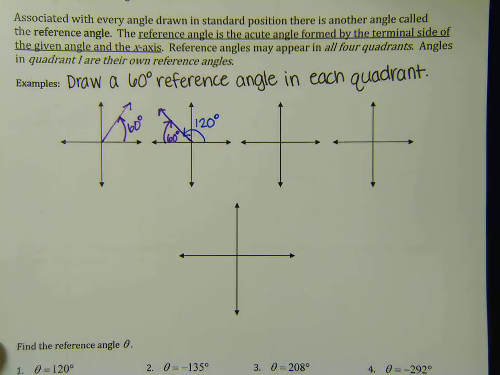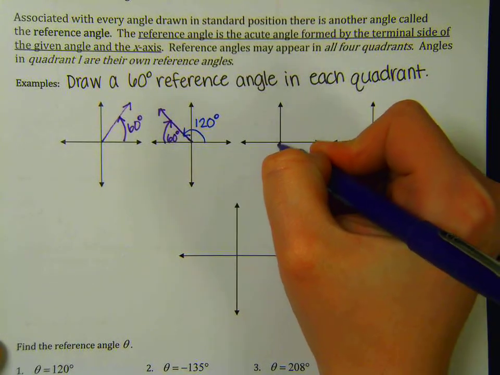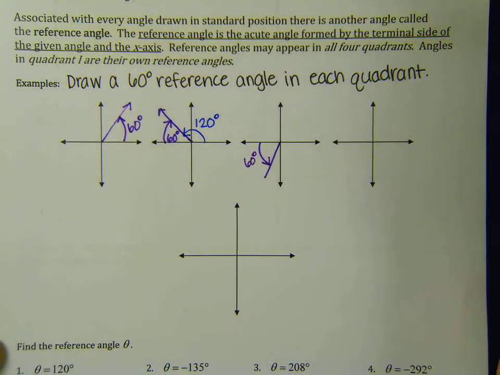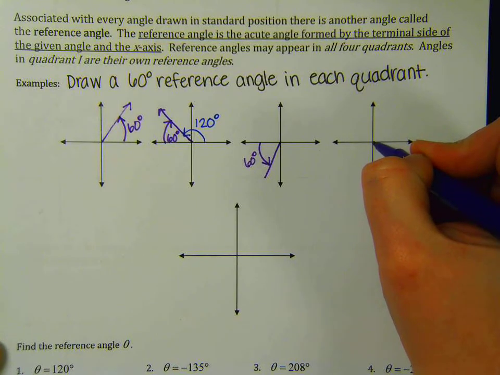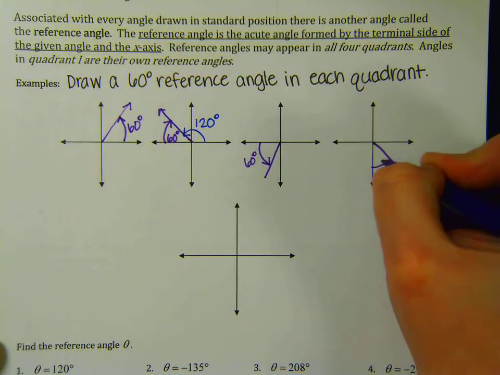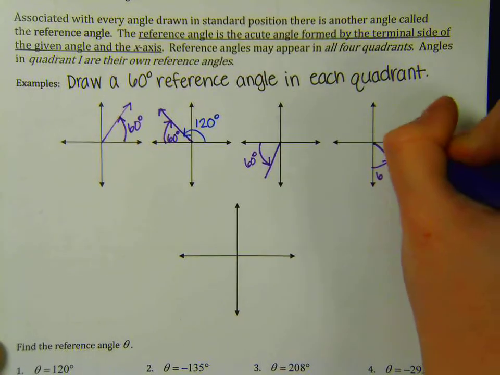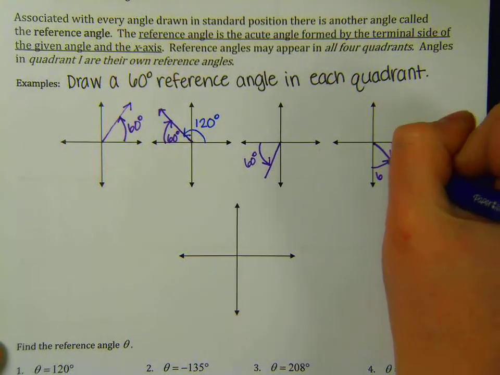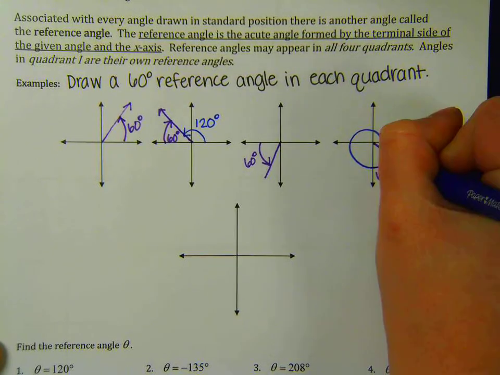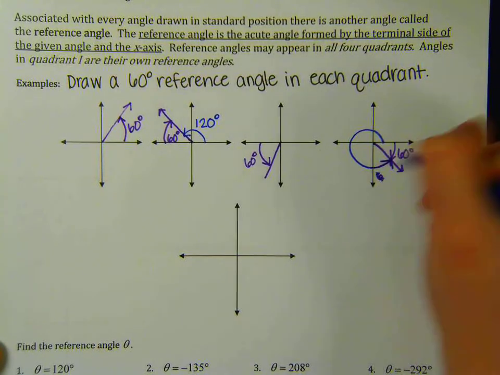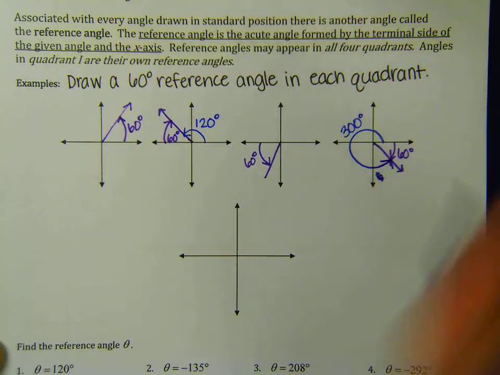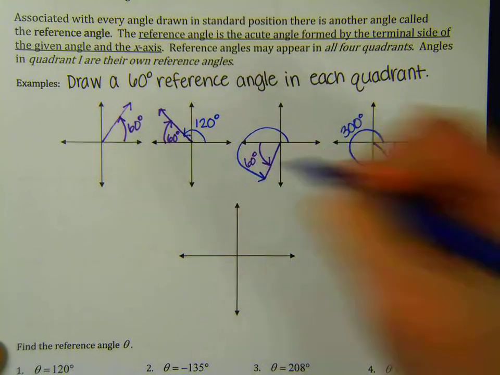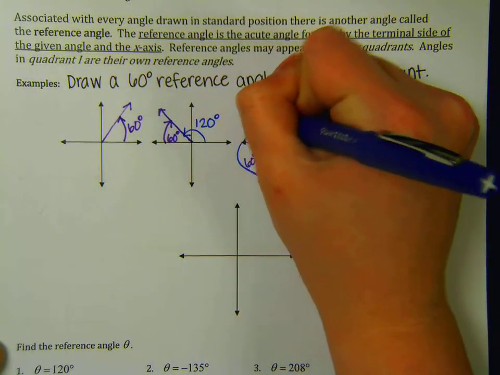Same applies for quadrants 3 and 4. So quadrant 3, there's our 60-degree reference angle, and quadrant 4. Oops, 60 degrees. And that should have been a blue line. This is actually a 300-degree measure. Then I forgot to do the one back here. If you want to measure this whole entire way to the terminal side, that's actually 240 degrees.